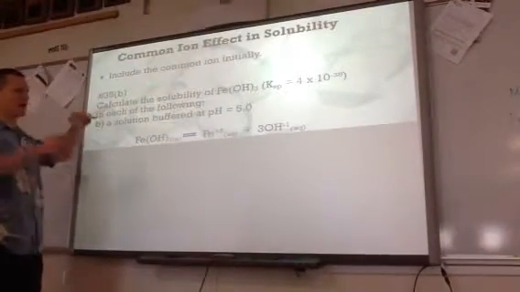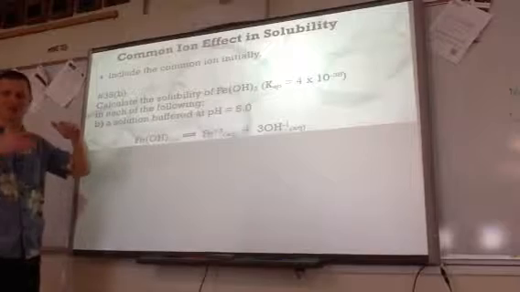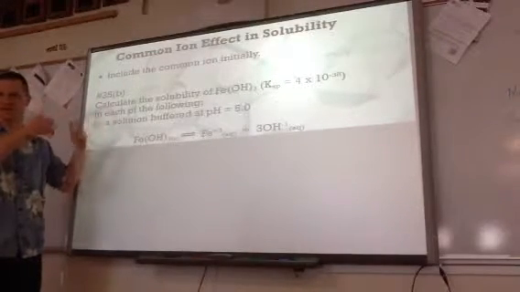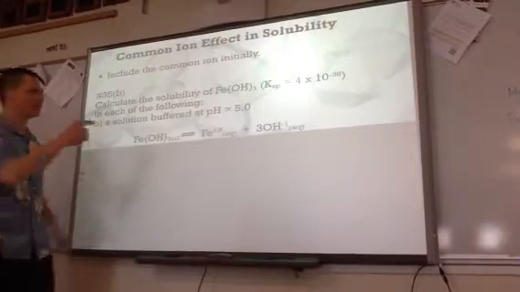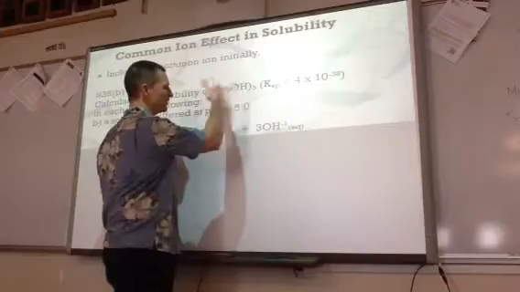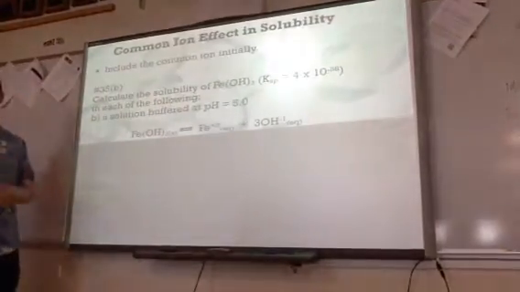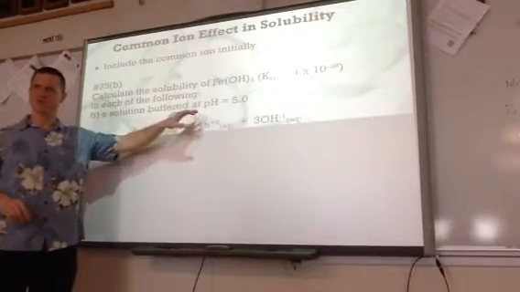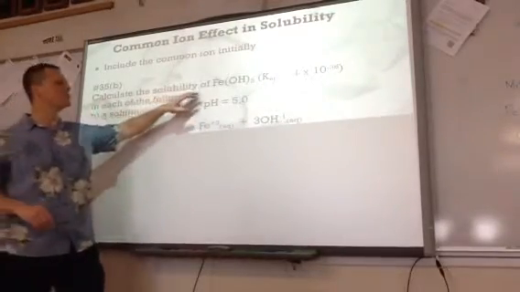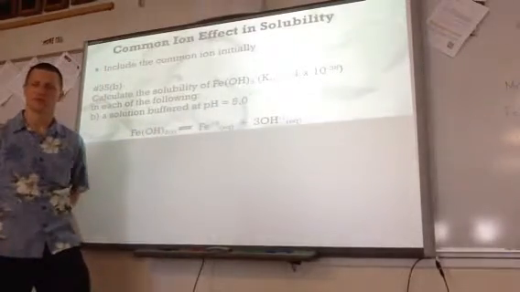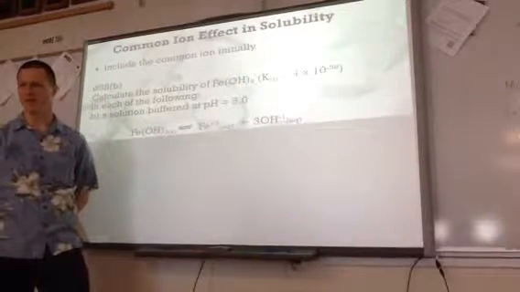Now the problem gives you, I think, 3 different solutions that you're dissolving this stuff in. Part A is dissolve the iron hydroxide just in water. So it's going to give off X amount of that and 3X amount of that, and then you do the calculations. But then B says a solution that's buffered at pH of 5. So we want to dissolve this stuff in a solution that has a pH of 5. What does it mean to have a pH of 5?